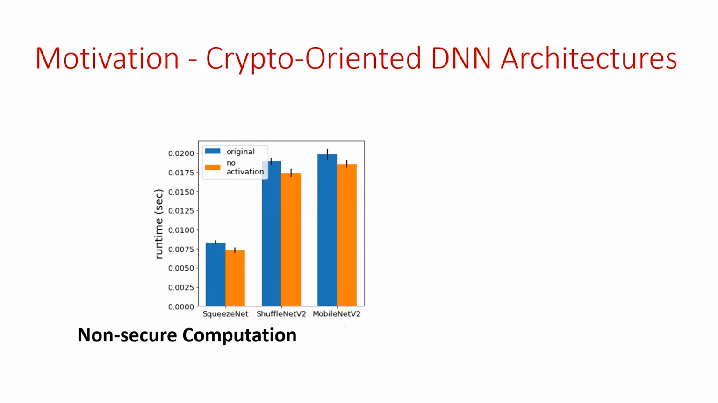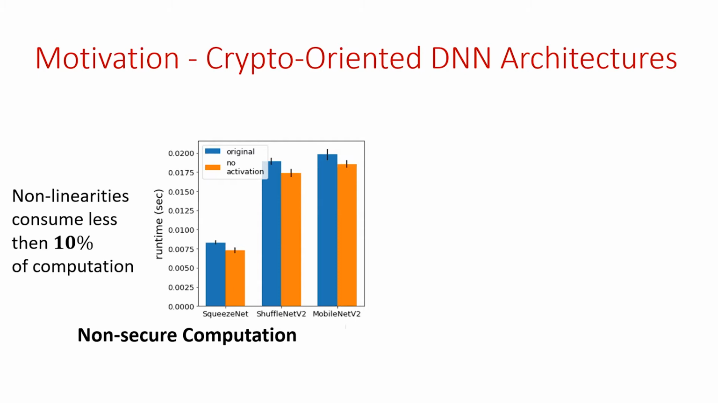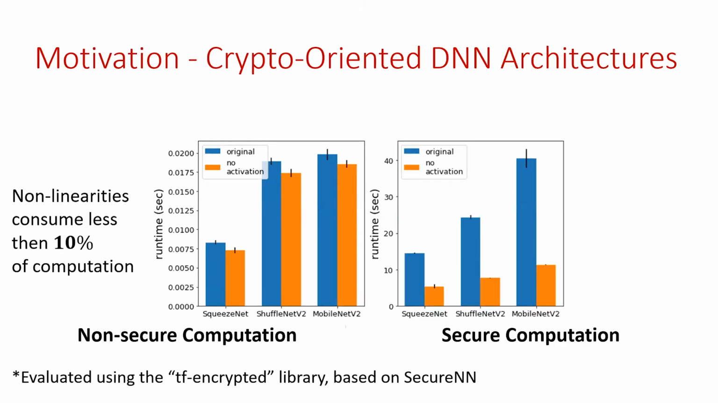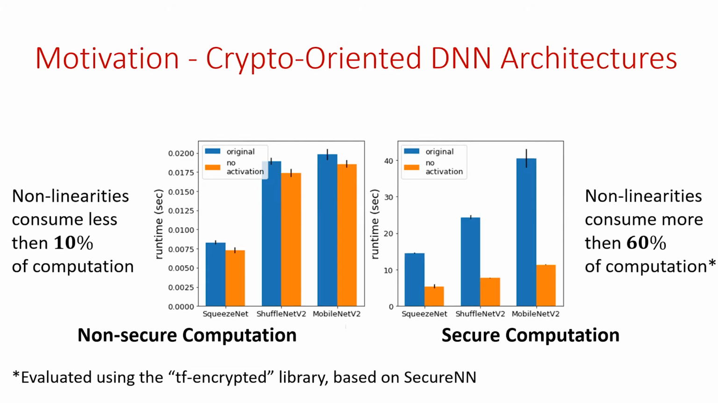These are SqueezeNet, ShuffleNet, and Mobilenet. And we measured the runtime of the original architecture and the same architecture after we removed all of the ReLU activations. And we observed that in the non-secure setting, the nonlinearities consume less than 10% of the computation. While on the other hand, when computed in a secure manner, where we evaluated this using the TF Encrypted library, which is based on secret sharing, then we saw that the nonlinearities consume more than 60% of the computation.